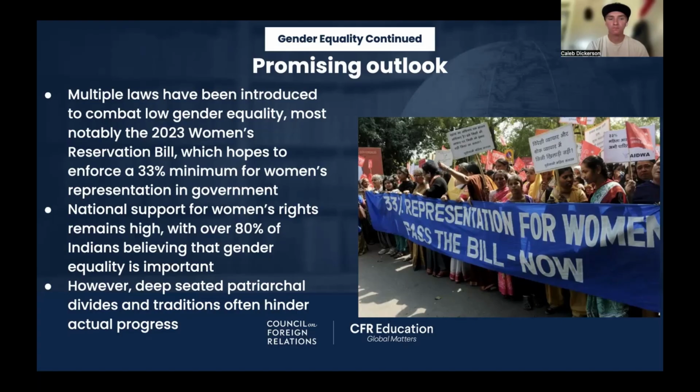Even despite this, there's a very high national support for women's rights, with over 80% of Indians believing that gender equality is important. However, as I stated before, there are deep-seated patriarchal divides and traditions that often hinder actual progress. India has a long history with a lot of these traditions, such as the caste system and certain other religious and cultural practices that often leave women more in the household and not as active members of society.